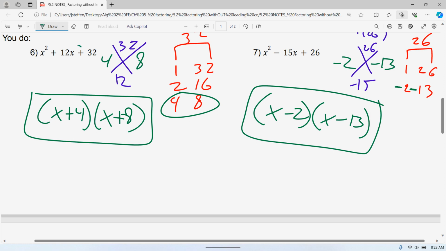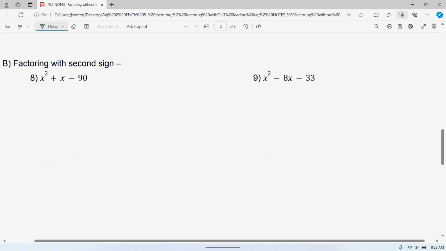And again, the sign I'm talking about is a plus or minus. So if that second one is plus, that means both of your signs in your answer are going to be the same. They could both be plus or they could both be minus. So the next one, if the second sign is a minus, then you know your answer is going to have 1 plus and 1 minus.